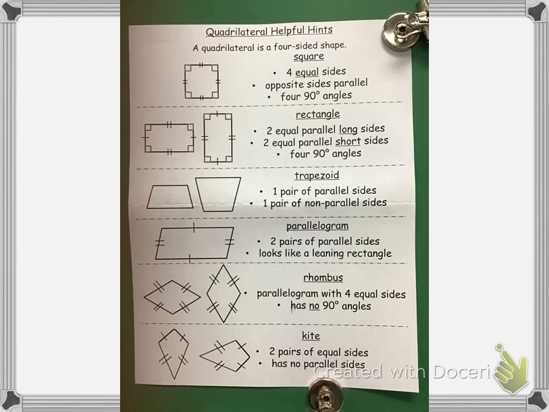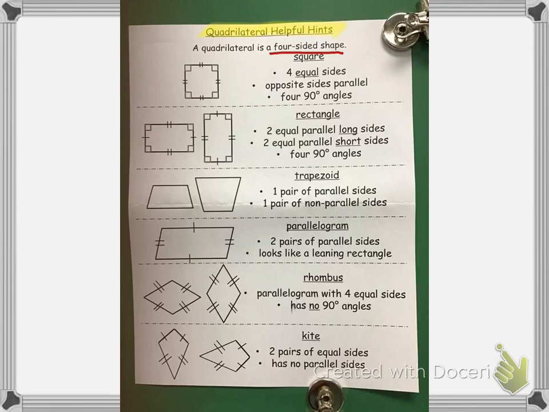So this, at the top right here, it says quadrilateral helpful hints. Perfect. Now, let's just go over what each box says. A quadrilateral is a four-sided shape. So, a square is an example of a quadrilateral.